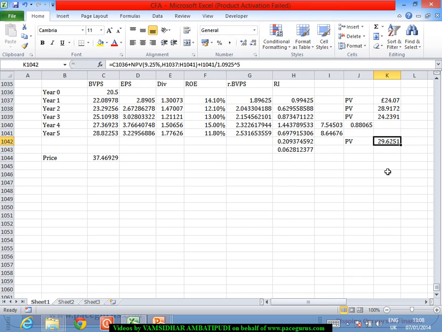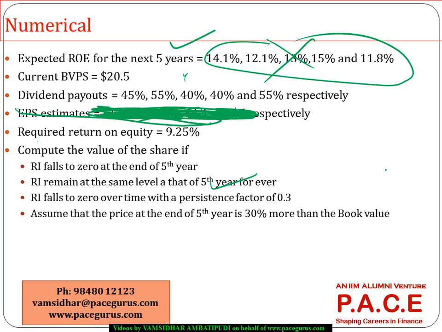So that is how we use these 4 different mechanisms: under the assumption of either persisting at the current RI level, dropping immediately to 0, dropping gradually, or finding out the terminal value based on some assumption, like a price multiple, and using the difference as the present value of all those RIs from the next period onwards. Using that, I can find out the value of the security using that specific process.